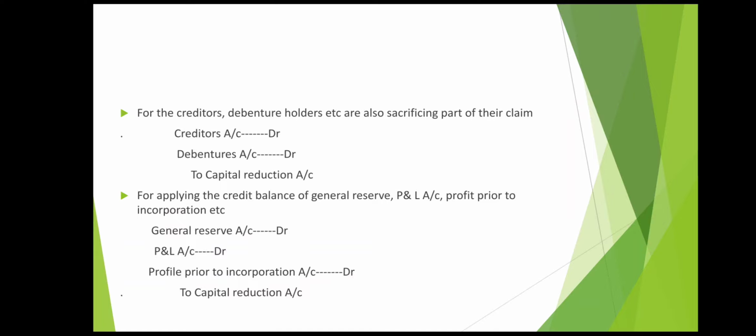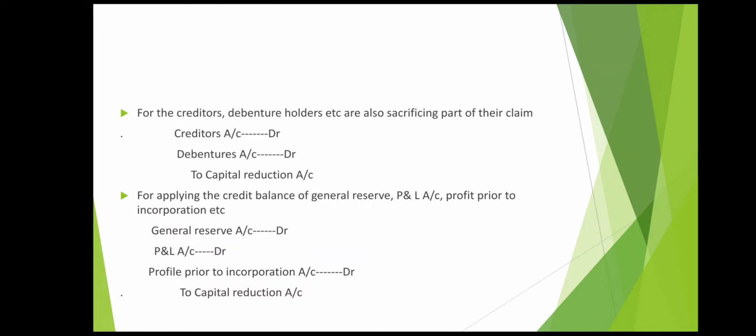Next one is debentures account debit. Even sometimes debenture holders agree to forego their interest or claim to a certain extent. So whatever amount is foregone by them, that will be collected in capital reduction account. So you have to pass this entry when the creditors and debenture holders agree to forego their part of claim from the company.